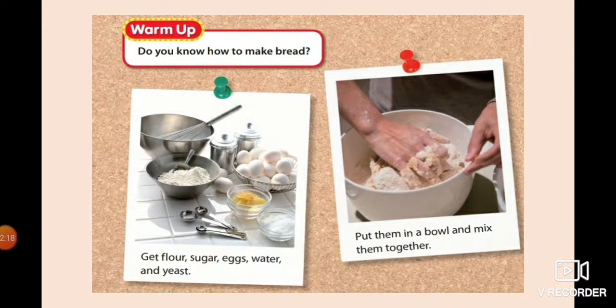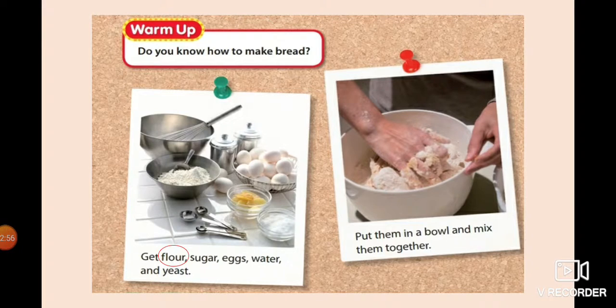Now we have the different steps for baking bread. In this case, we circle the keywords that we study in this unit. The first step, get flour, sugar, egg, water, and yeast. That means we collect all the ingredients. One of the keywords is flour, so we circle it, please.